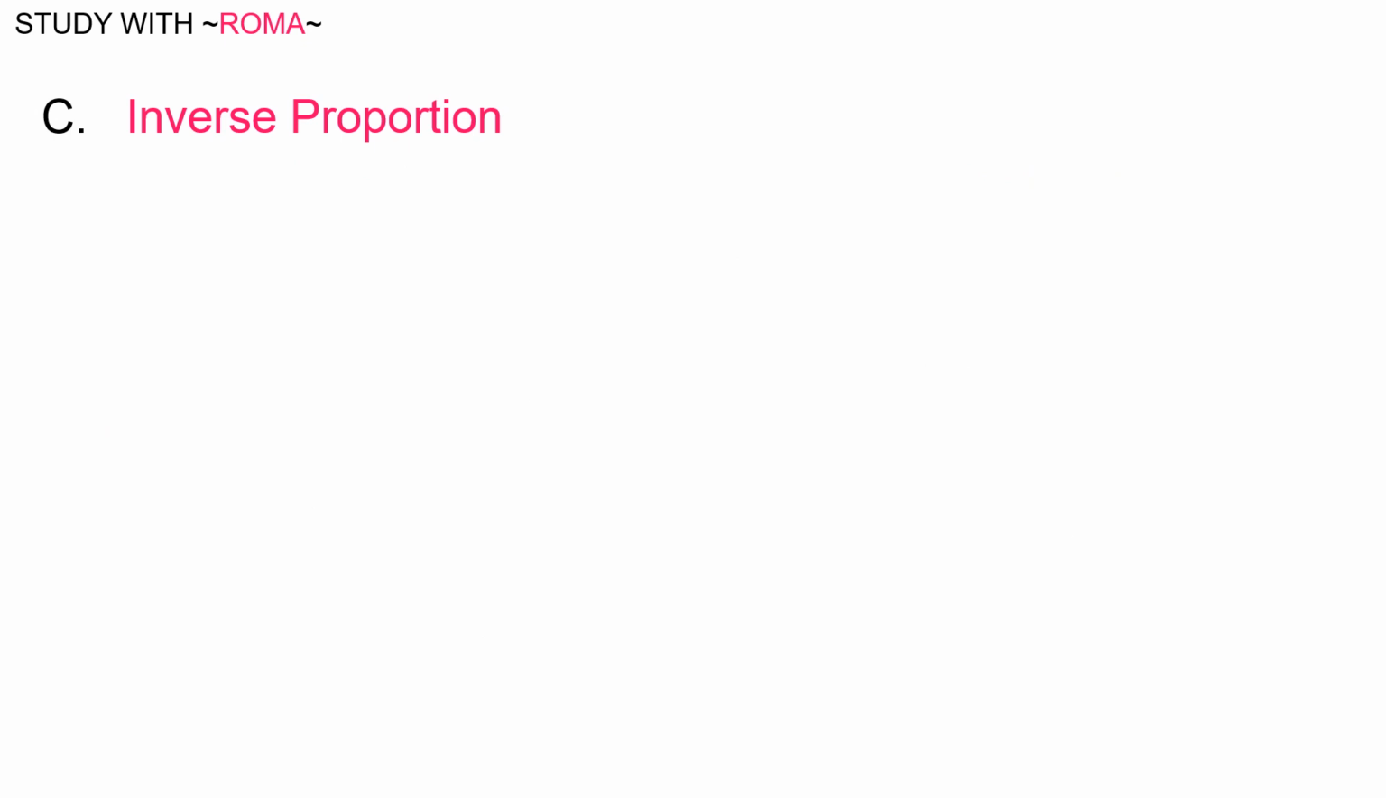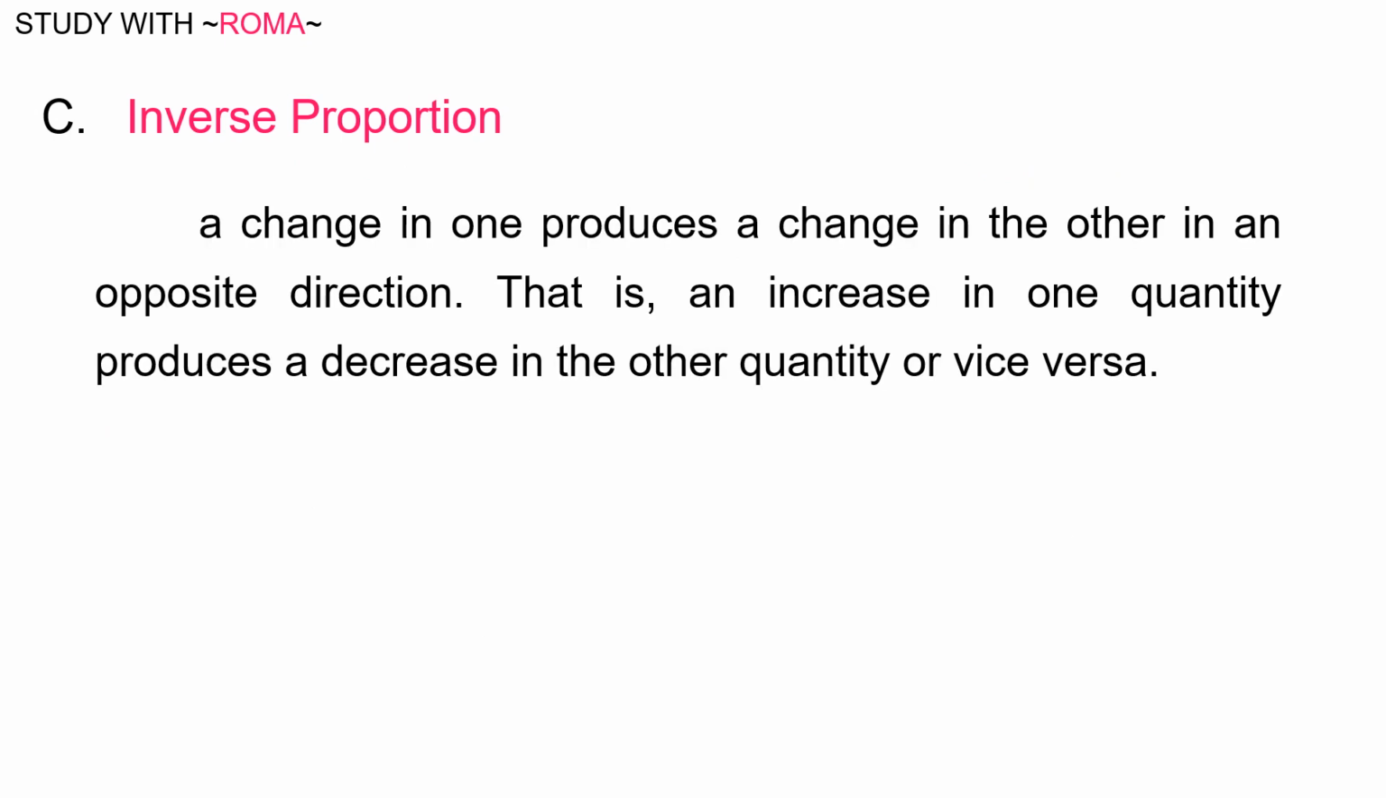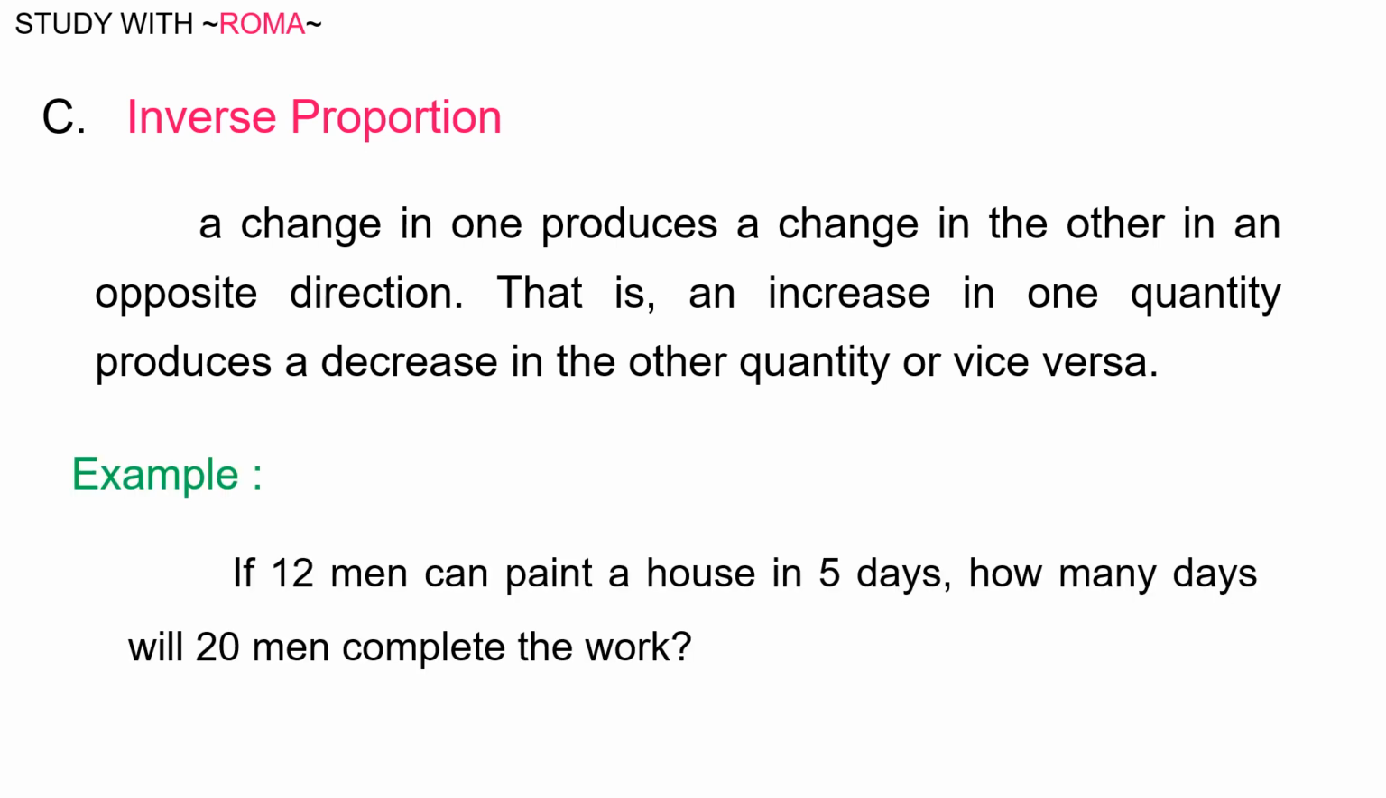Let's have inverse proportion. This is a type of proportion wherein a change in one produces a change in the other in an opposite direction. That is, an increase in one quantity produces a decrease in the other quantity or vice versa. Let's have an example. If 12 men can paint a house in 5 days, how many days will 20 men complete the work?